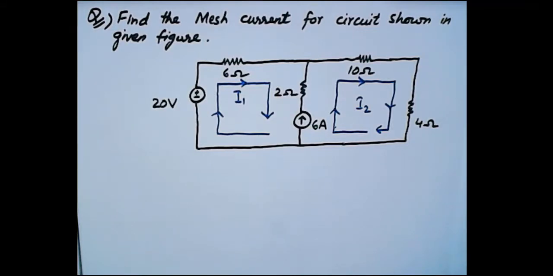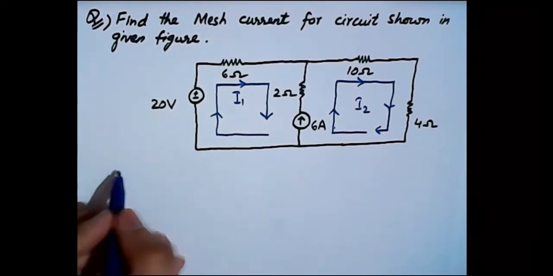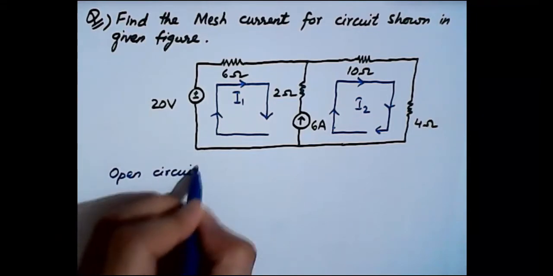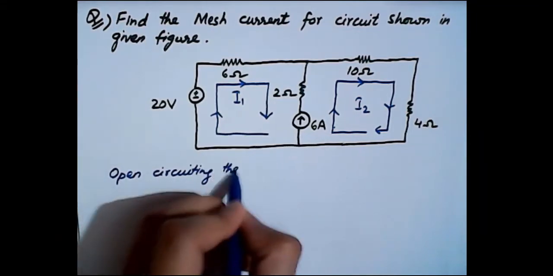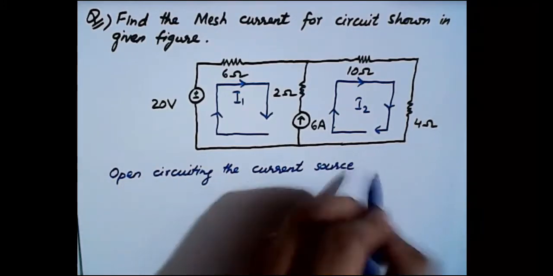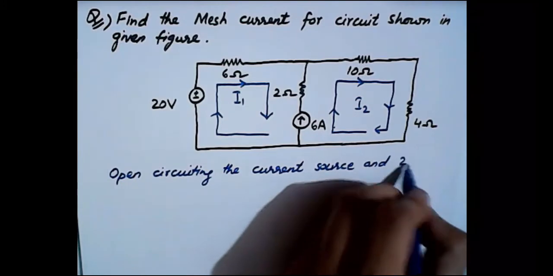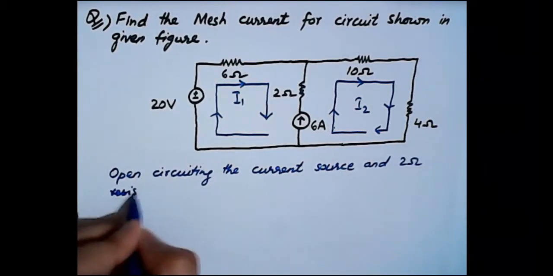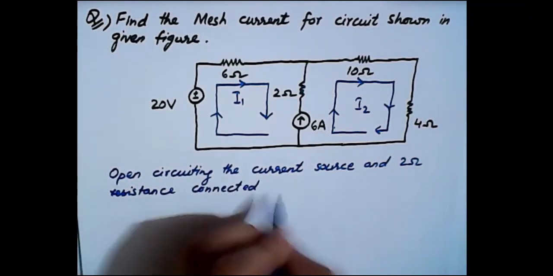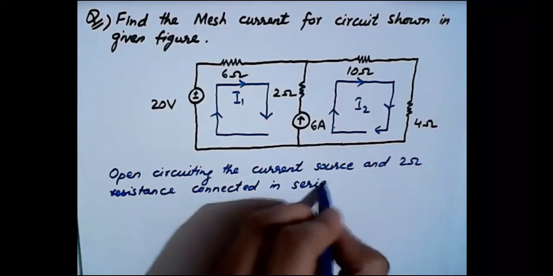Right, now what you need to do in the very first step, once you have marked the loops, assigned them currents and identified that this is the case of a super mesh, is open circuiting the current source and the 2 ohm resistance connected in series with it, right?